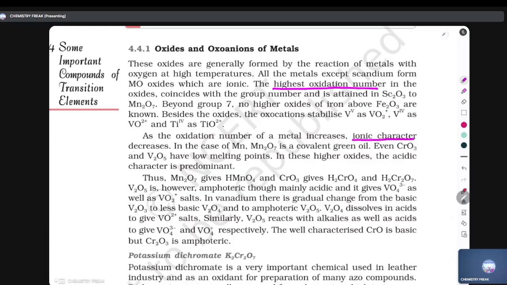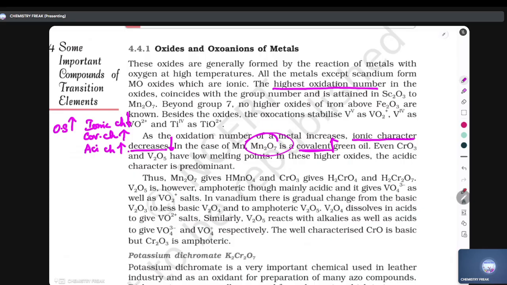Ionic character decreases. That means, let me put that in a different way. When the oxidation state increases, ionic character decreases. Ionic character decreases, that means covalent character increases. When covalent character increases, acidic character increases. Keep all these things in mind. They are all interrelated. Listen carefully: acidic character is predominant, increases. Sorry, ionic character decreases. That means covalent character increases.